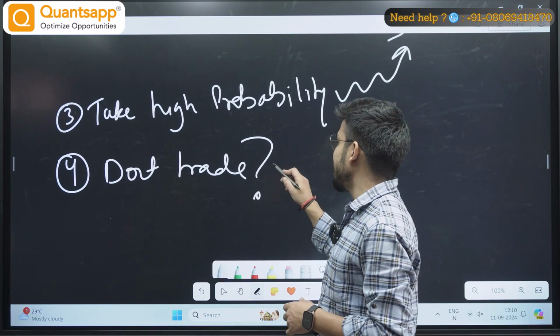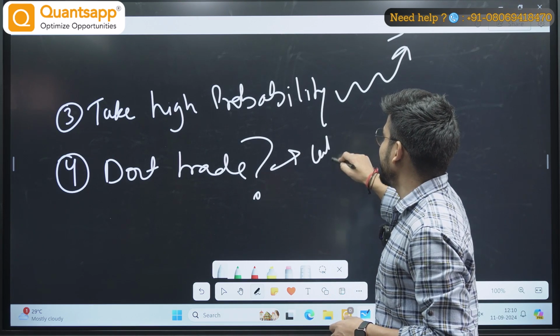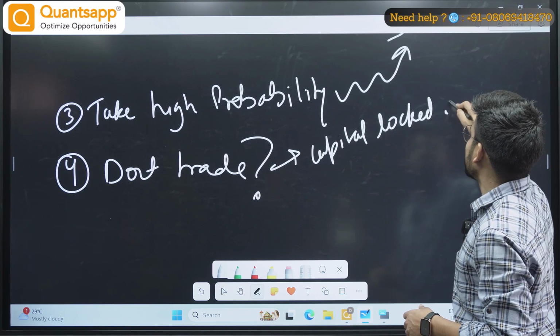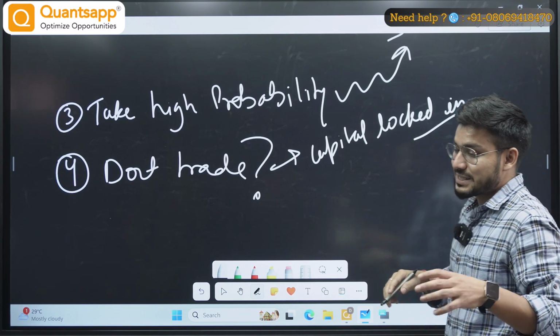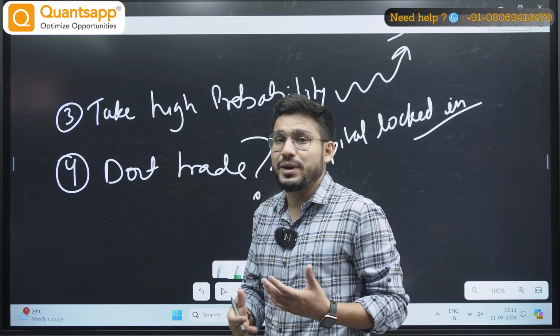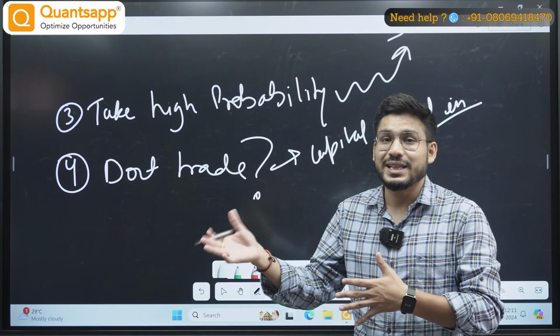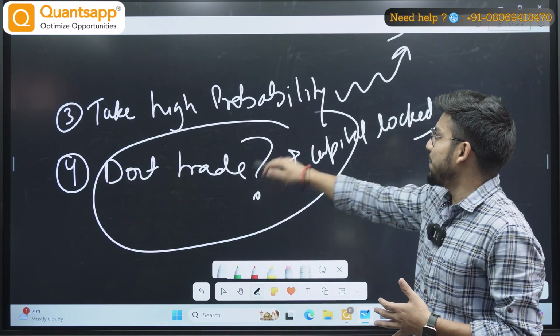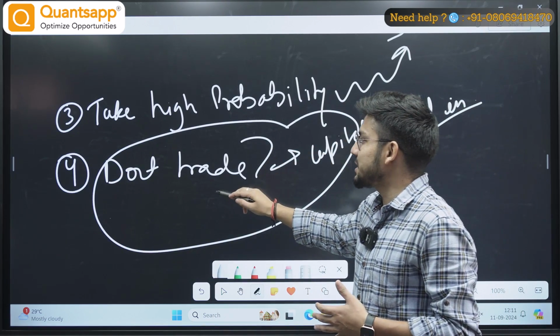Because the first thing is that your capital will be locked in for a long period of time. So if there is some good momentum in the market, you will not have capital to trade in that particular trade, because you have already invested your capital in these penny stocks.